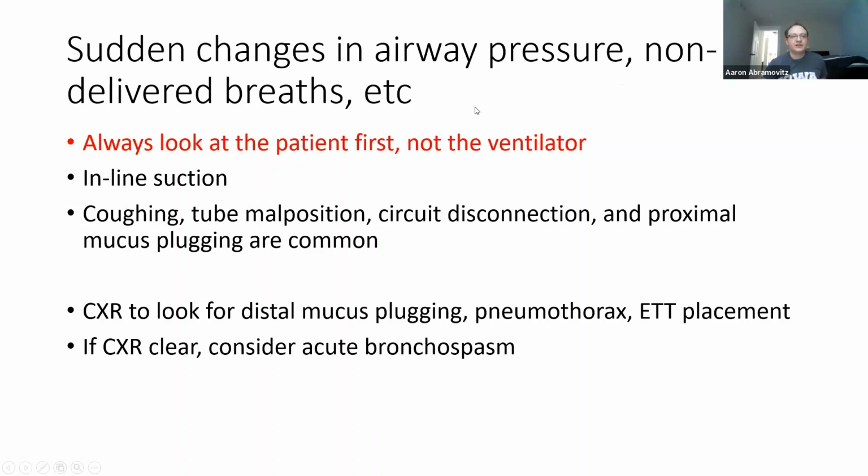If they're still having issues with non-delivered breaths or high airway pressure, if they become unstable, it's better to just take them off the ventilator and bag, and then get a chest x-ray to look for other causes of non-delivered breaths. If the chest x-ray is clear, consider acute bronchospasm and use bronchodilators at high doses appropriately.